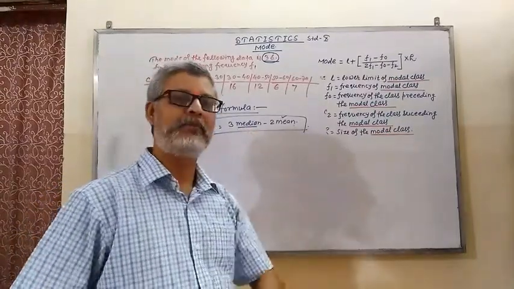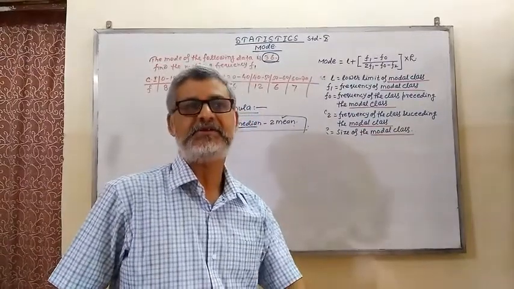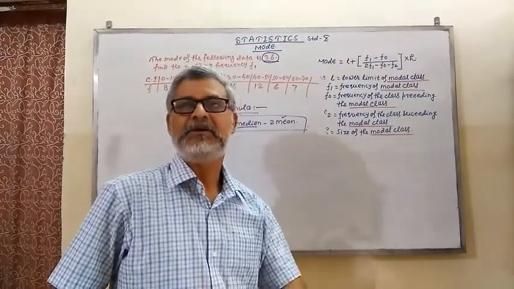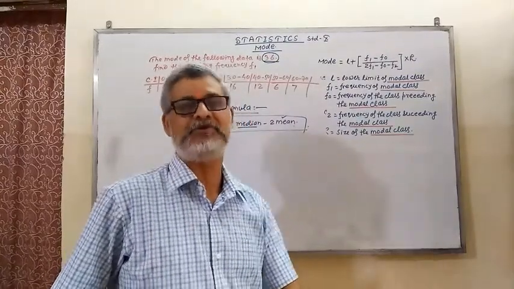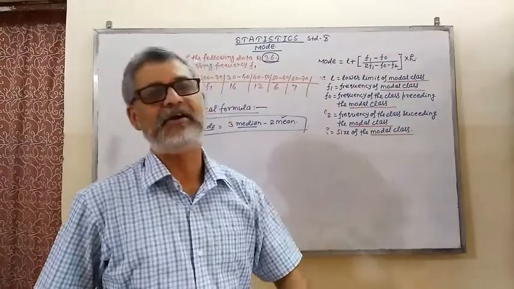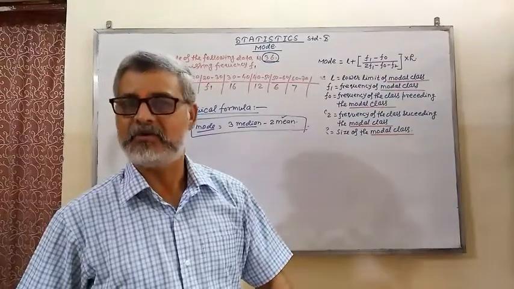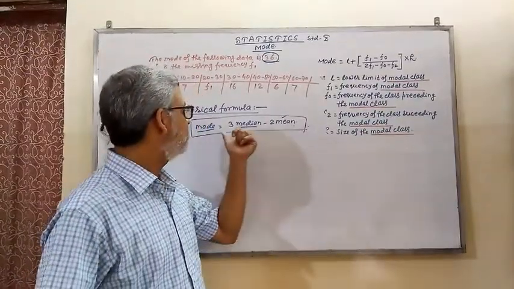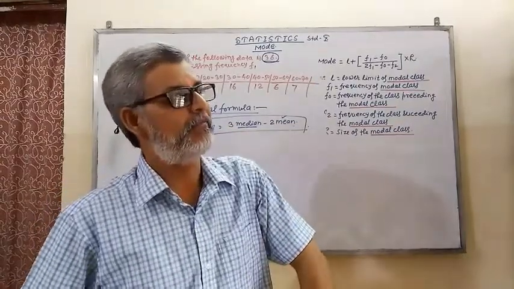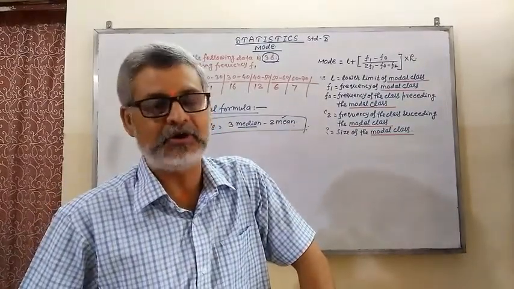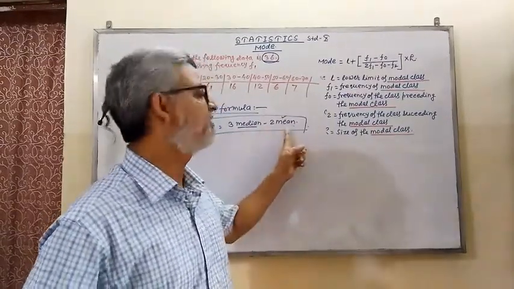So this empirical formula is not necessarily always asked in subjective questions of 3 marks or 4 marks. It is very useful for objective questions, and it is asked continuously every year. This year it was also asked, last year it was also asked. So for objective questions this formula is very important, and when the question says to find the mode by using the empirical formula, then only find it by this process.